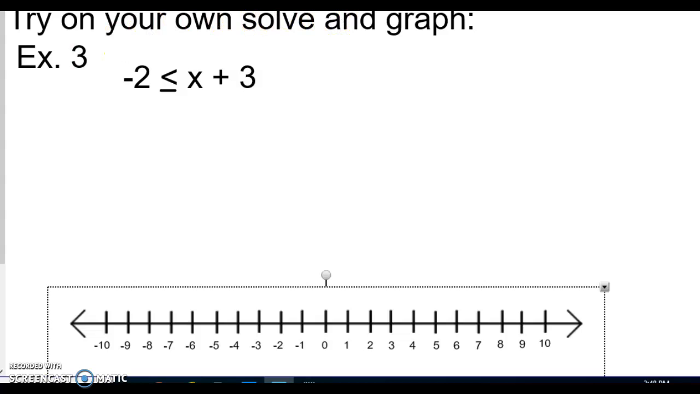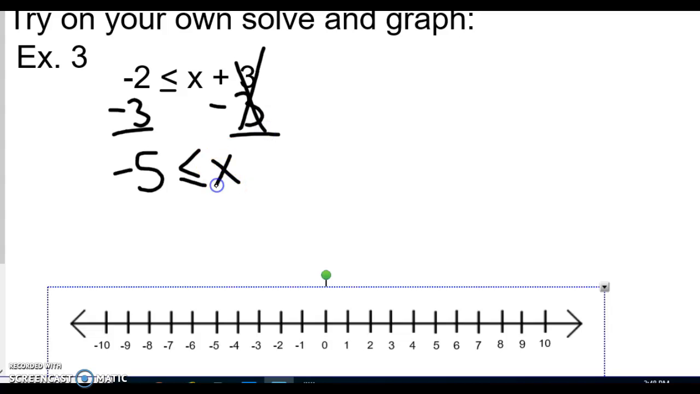Okay, so try this one on your own. Solve and graph negative 2 is less than or equal to x plus 3. Okay, so pause that and solve if you didn't already. Welcome back. We're going to subtract 3 on both sides of our inequality. Negative 2 minus 3 is negative 5. And on the right we'll have x. When we rewrite this with x first, we'll flip around that inequality sign and have x is greater than or equal to negative 5. Filled in dot on negative 5, it'll go to the right.